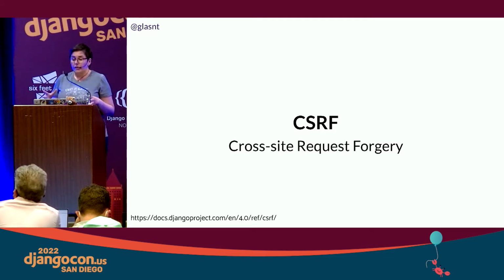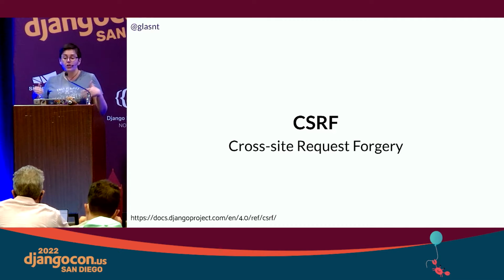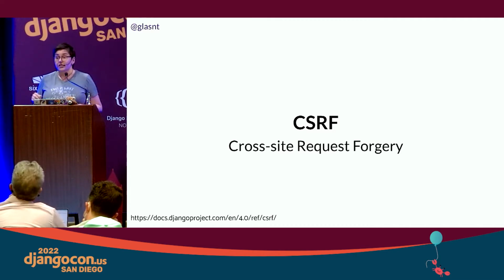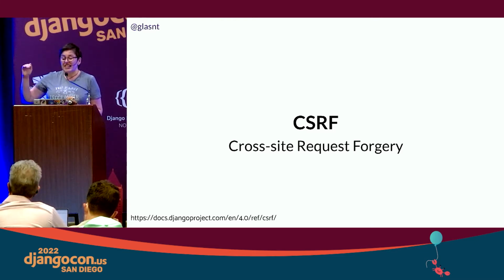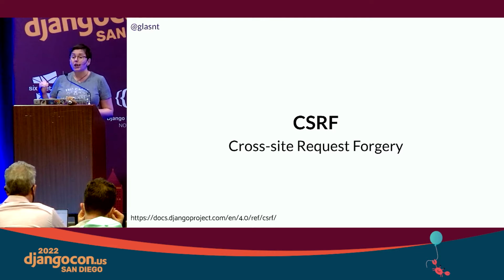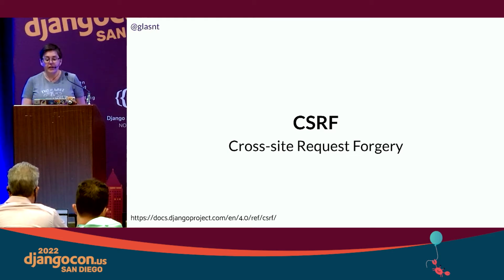CSRF, or cross-site request forgery, is a type of security vulnerability that Django does a lot of things to try and stop. Indeed, if you're familiar with the OWASP Top 10 list of vulnerabilities, CSRF has actually slipped from the list over the years because many web frameworks include protections for it. It's just one of the many reasons why you'd use something like Django rather than making your own web framework.